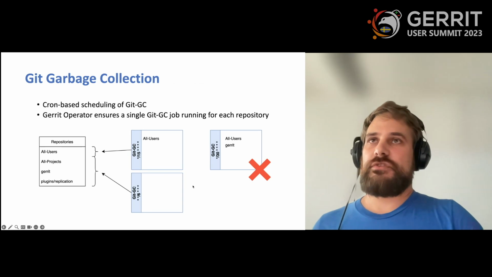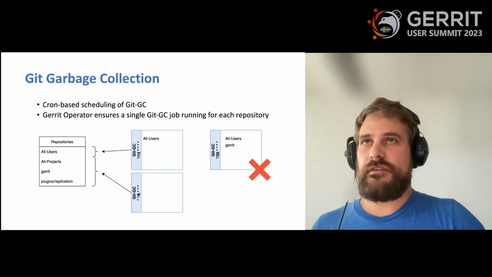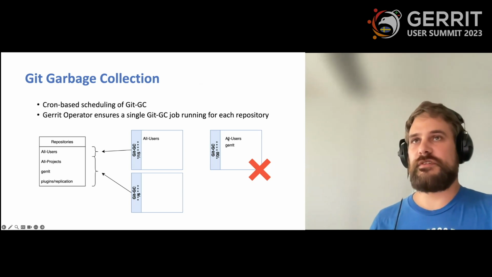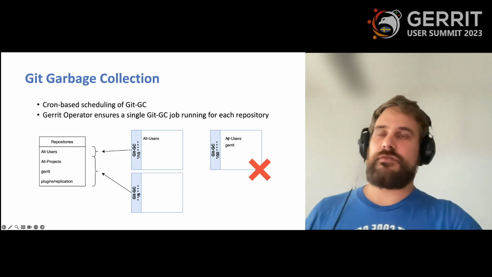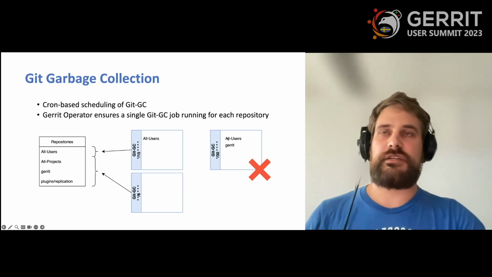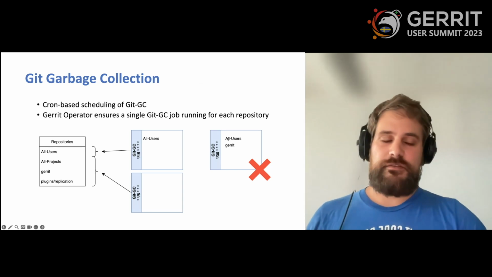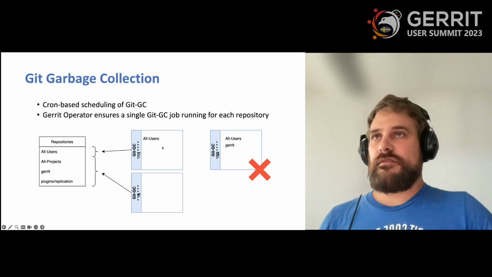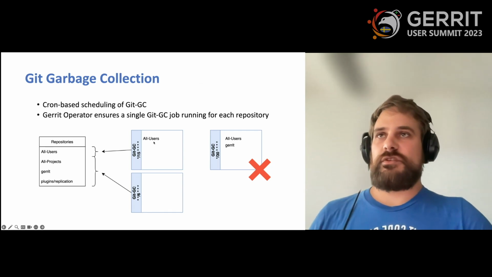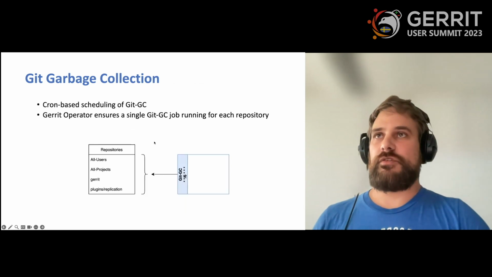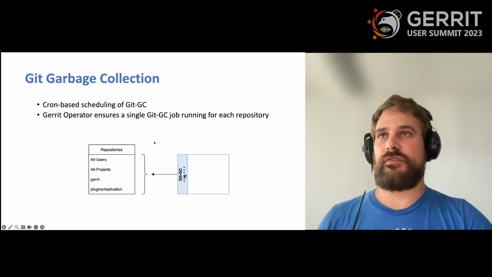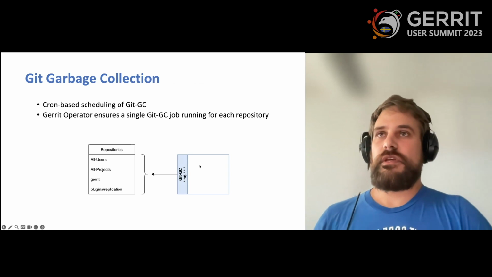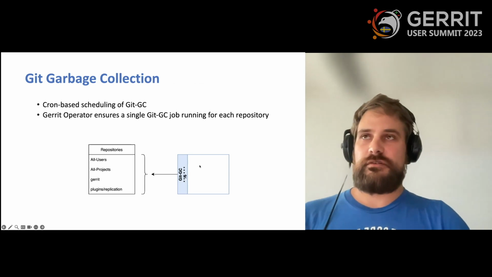Actually, if you now would try to install yet another git garbage collection job that also references All-Users, this custom resource would be rejected when you try to apply it, so that there can be no conflicts. If you now delete this git garbage collection job for All-Users, the operator will automatically add the All-Users repositories again to the default git garbage collection job, so that it's continued to be garbage collected.